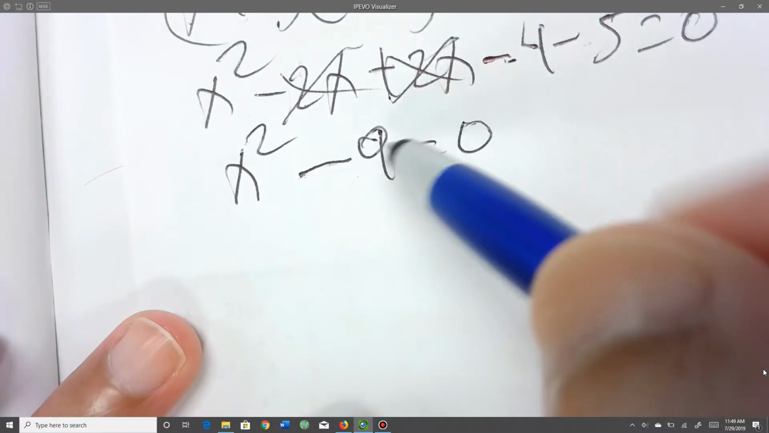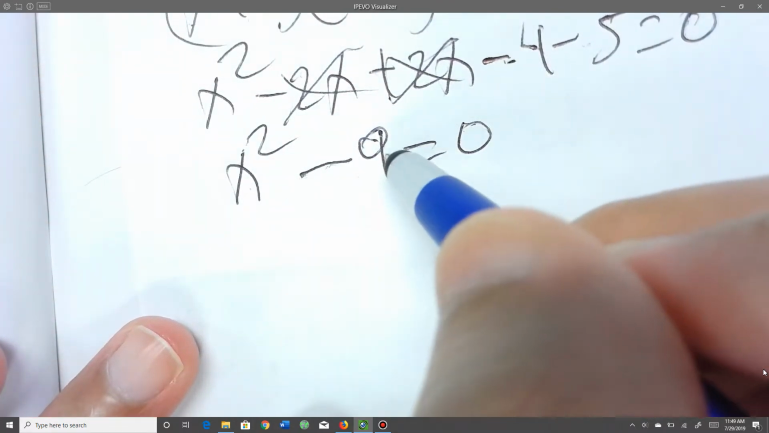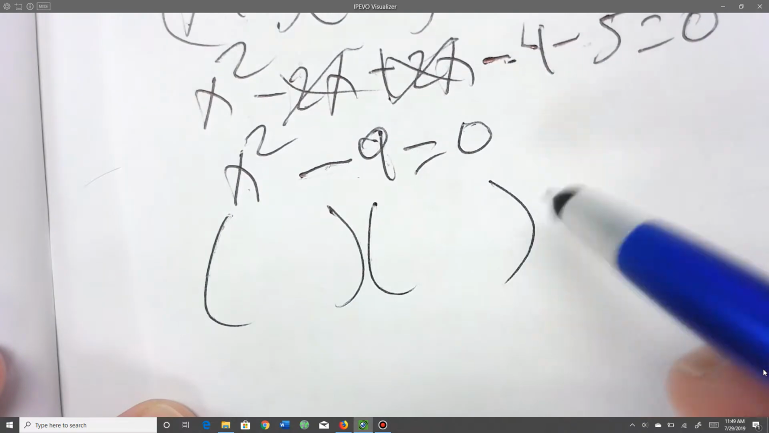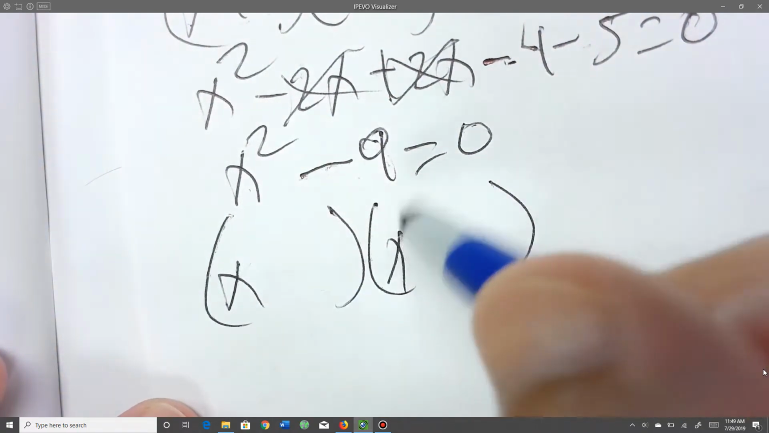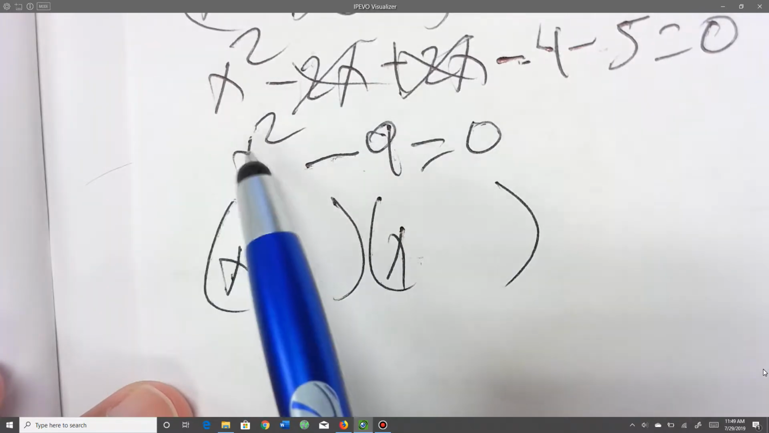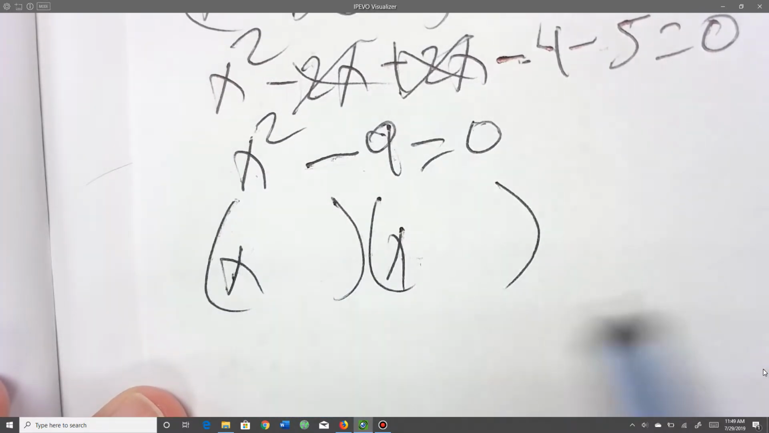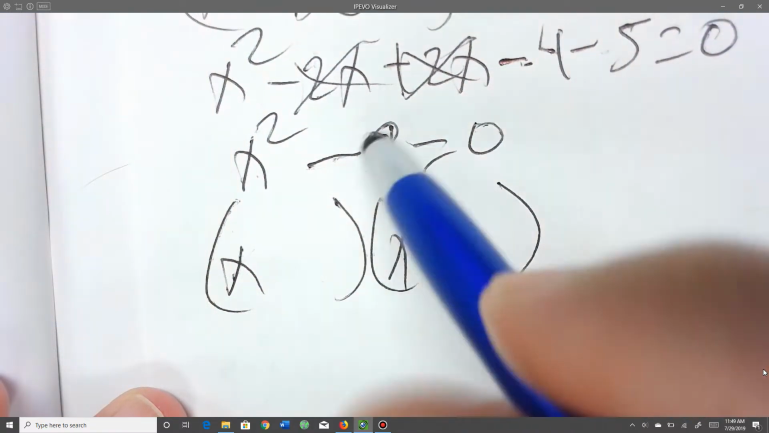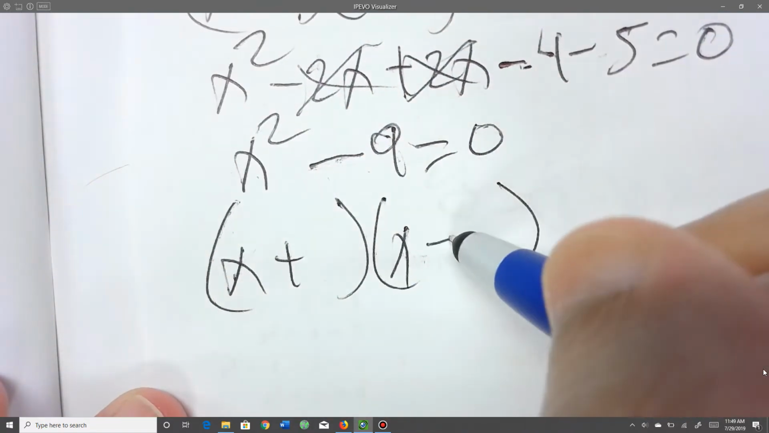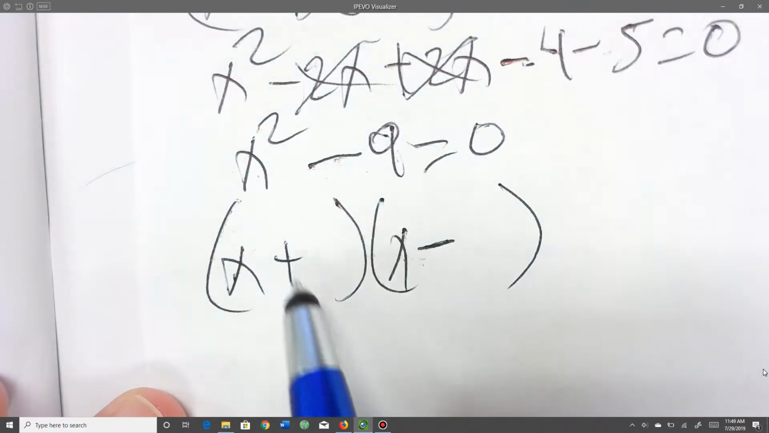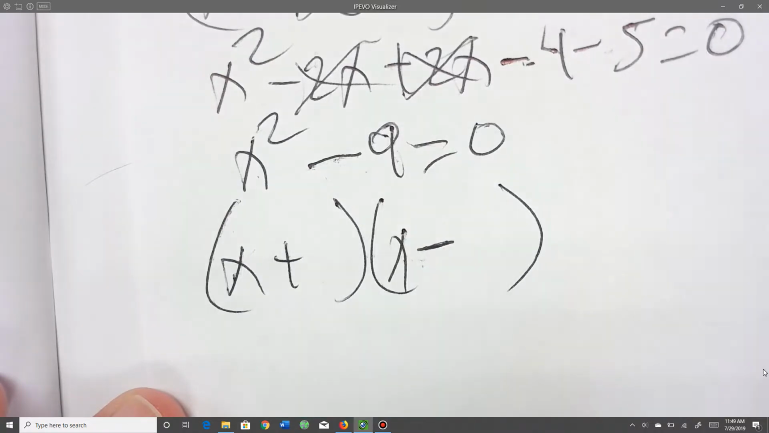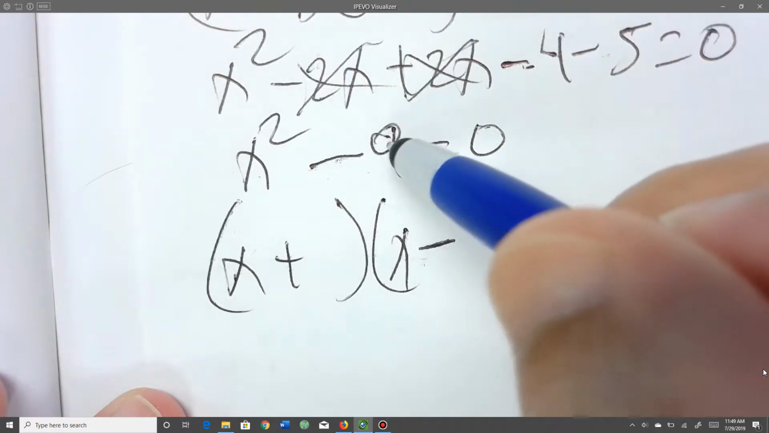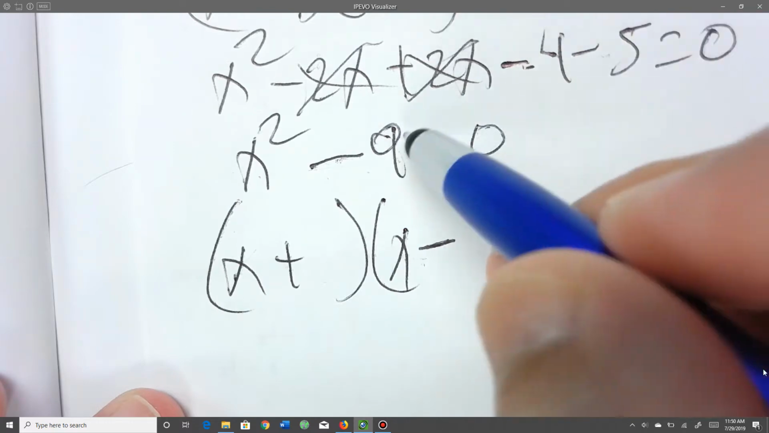And now I can factor. I can see that this is a perfect square, so this has to be a difference of squares. For the first terms, we use the square root of x squared. For the signs, since this is a difference of squares, I have to have a positive and negative value in there somewhere. Either this one negative and this one positive, or this one positive and this one negative. Okay. And then for the second terms, I use the square root of the second term, so 3.